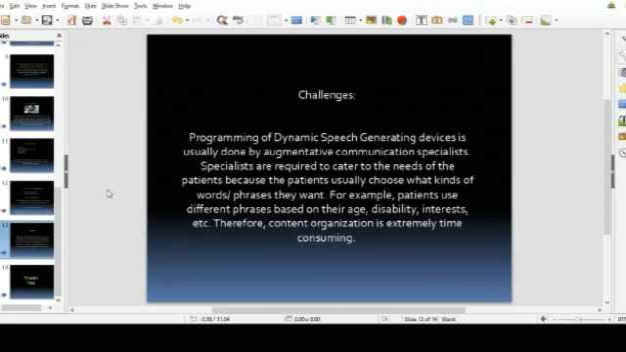Now we will talk about challenges. Programming of dynamic speech generating devices is done by augmentative communication specialists. Specialists are required to cater to the need of the patient because the patient usually chooses what kind of words they want. For example, patients use different phrases based on their age, interest and disability. Therefore, content organization is extremely time consuming.